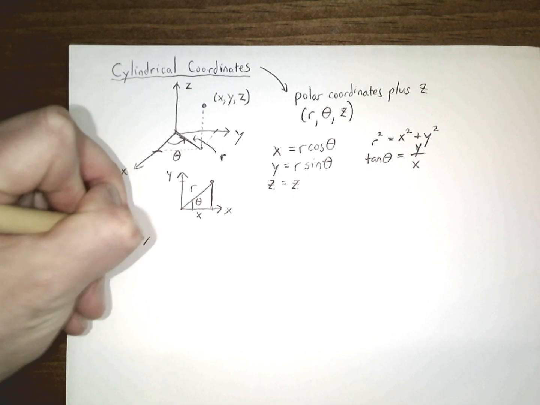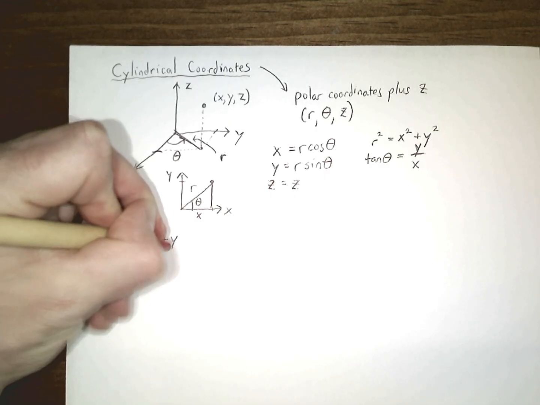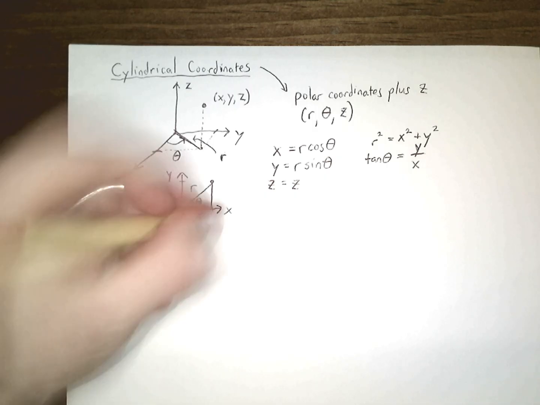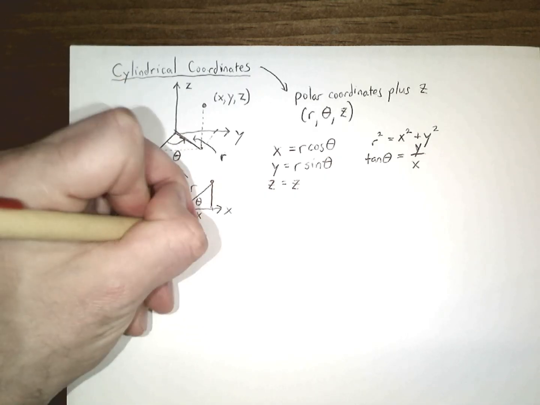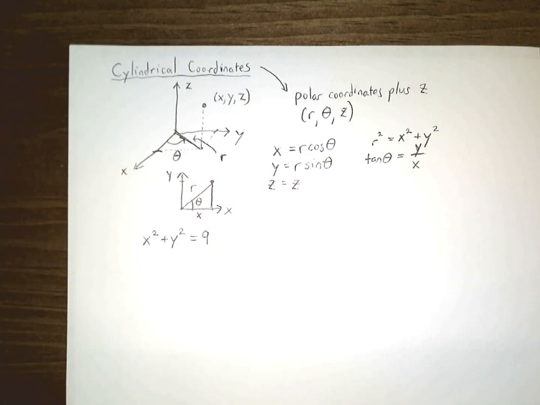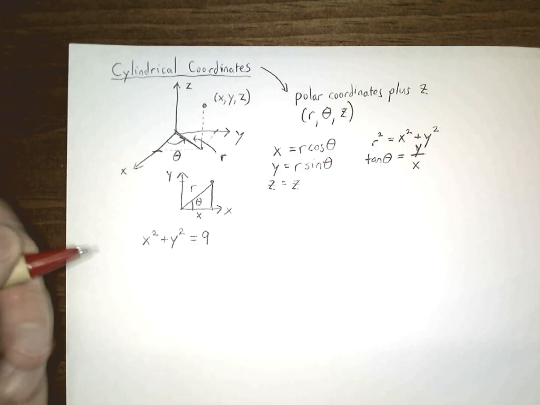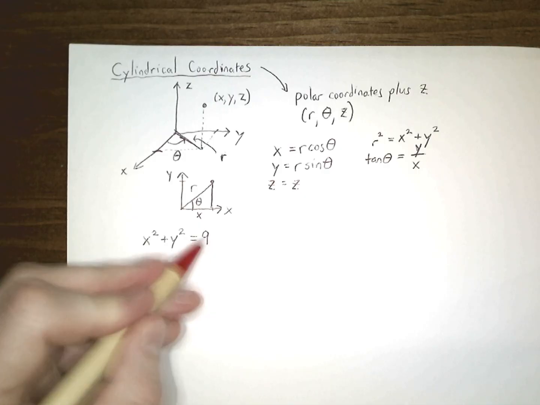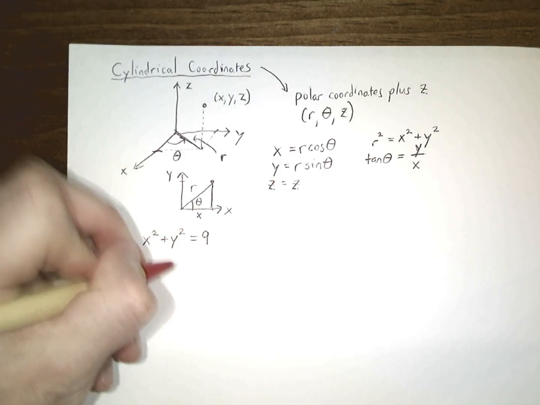For example, if I want to look at the equation x squared plus y squared equals 9, well, we know from what this looks like, this is going to be a circle of radius 3. Right, we have x squared plus y squared equals a squared. That's 9. Square root of that is 3.